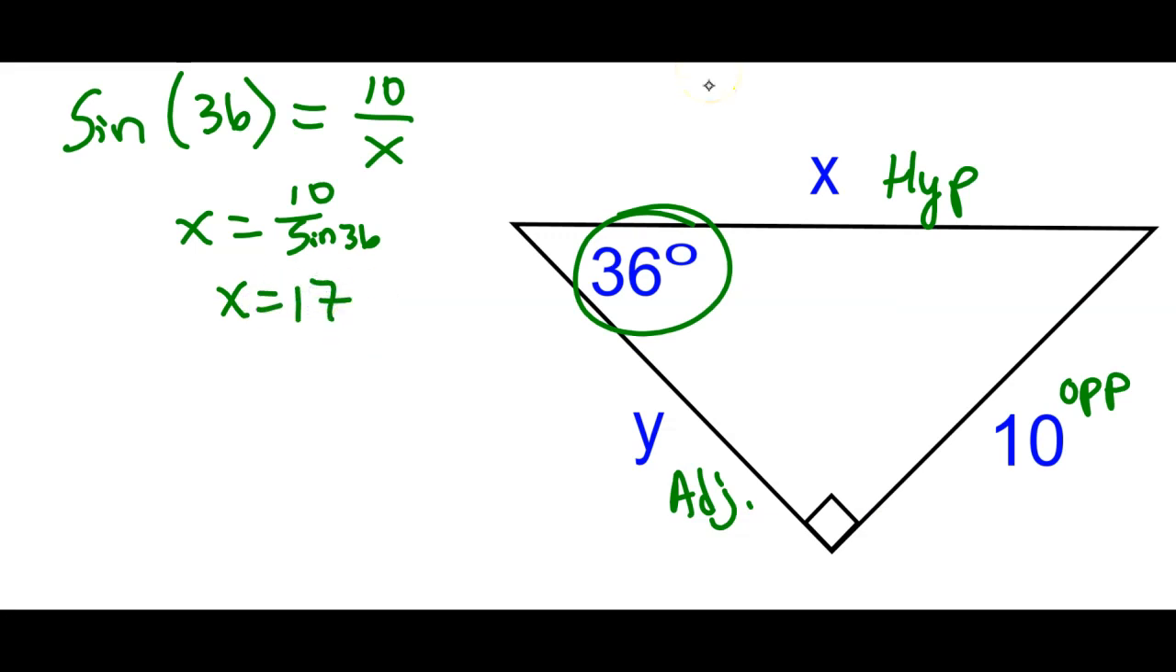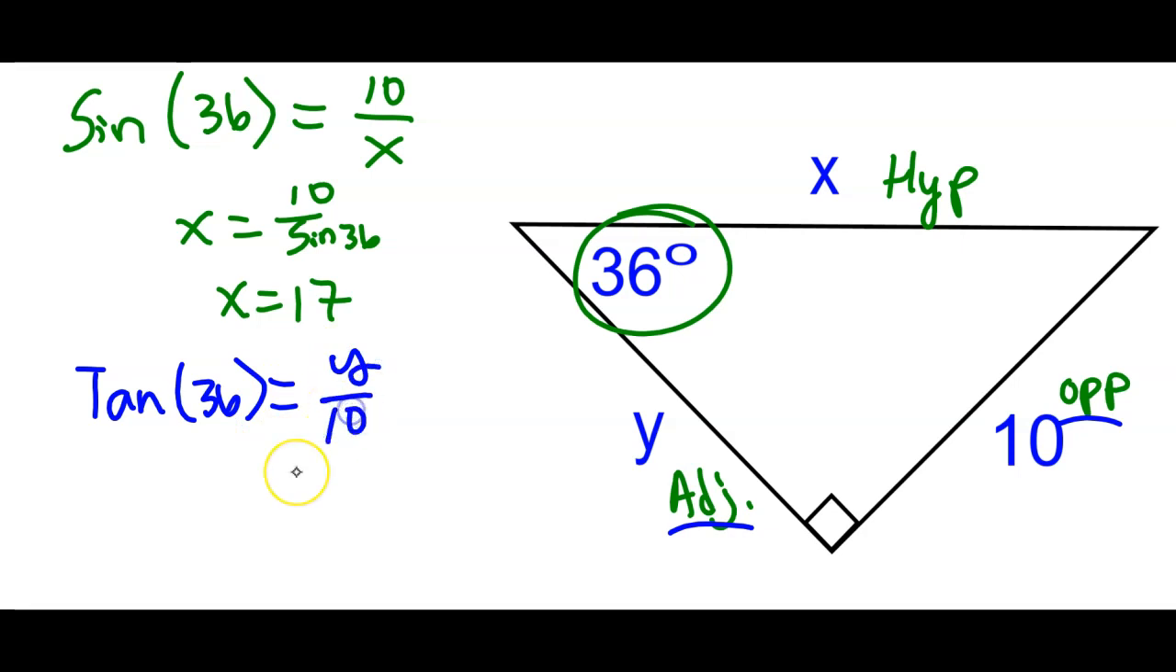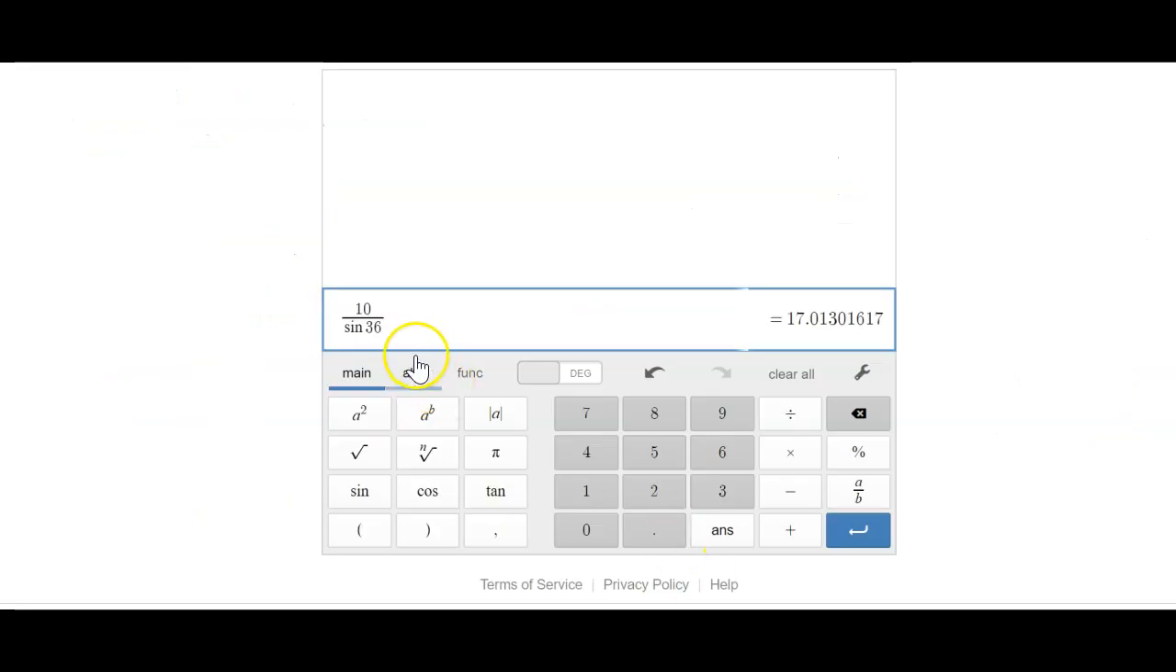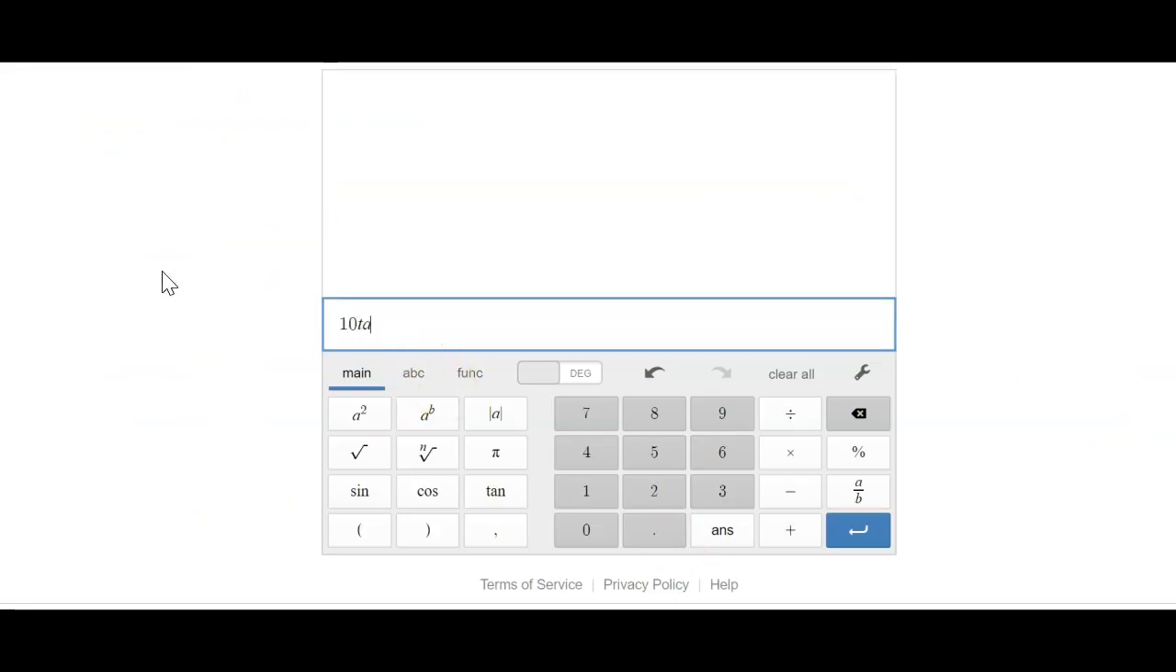And then let's solve for y here. So y is adjacent, and I know the opposite. The only one dealing with adjacent and opposite is going to be tangent. So the tangent of 36 is equal to the adjacent y over the opposite 10. Multiply both sides by 10, I get 10 times the tan of 36 equals y. And you get 7.27.